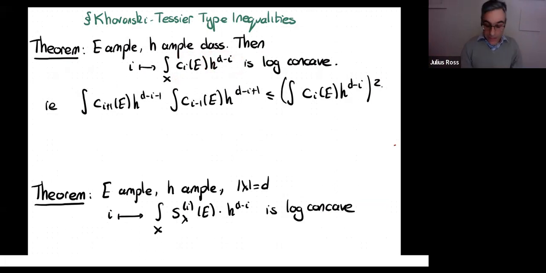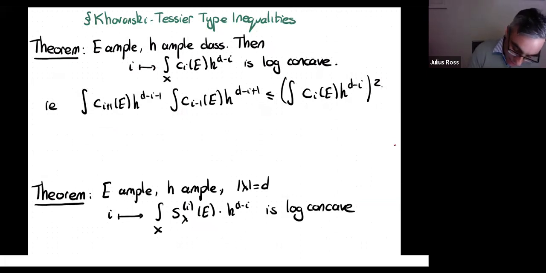So log concave means if you take the logarithm of this, you get a concave function in i, right? Or another way to say the same thing is, if you think of this sequence, you can consider three consecutive points: the ith one, and then around it the i minus 1 and i plus 1. And if you take the product of the i minus 1 and the i plus 1, that's bounded from above by the ith one squared. Right? That's just another way of saying that this thing is log concave. So that's a version of the Khovanskii-Teissier inequalities.